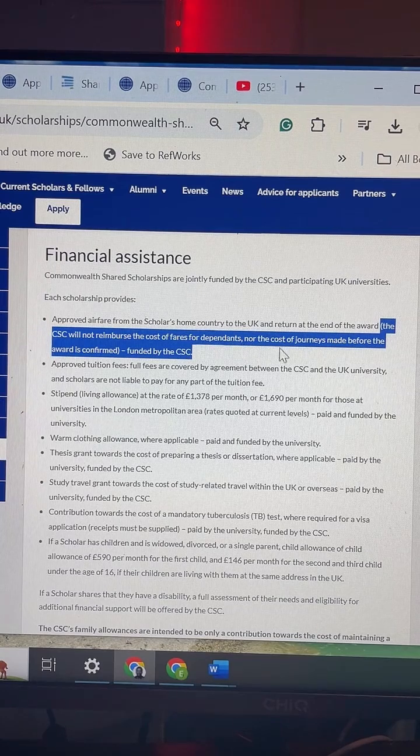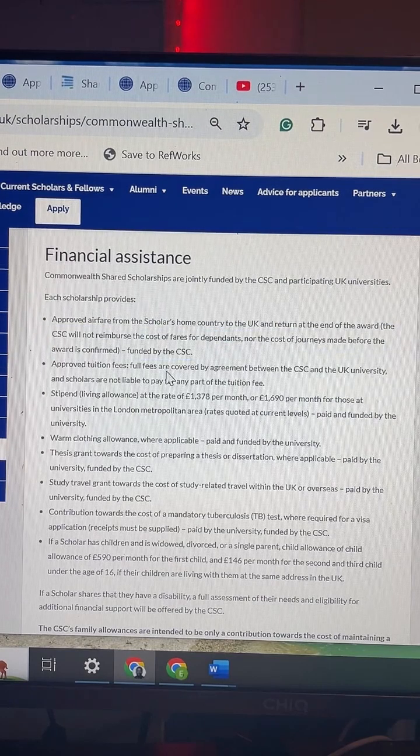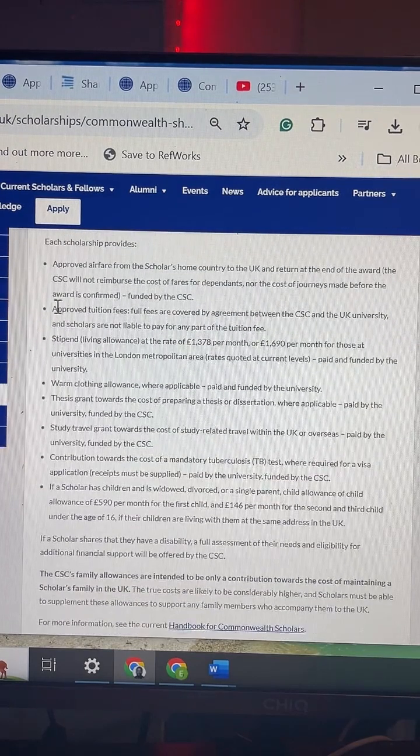And then the Commonwealth will not reimburse the cost of fares for dependents, nor the cost of journeys made before the award is confirmed. So if you are to bring your dependents, let's say your partner, your kids, know that the Commonwealth Scholarship will only pay for your flight tickets. The rest you would have to fund yourself.